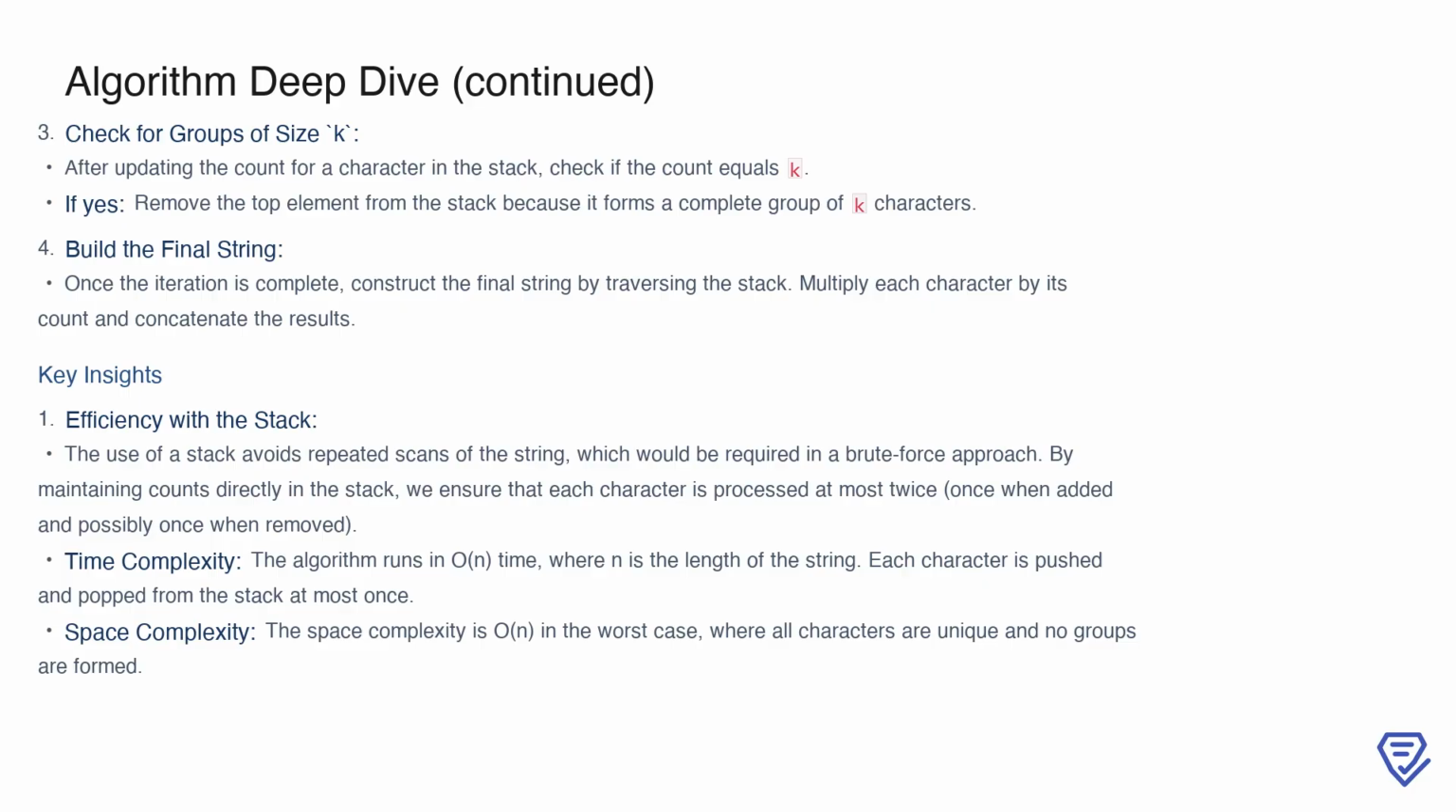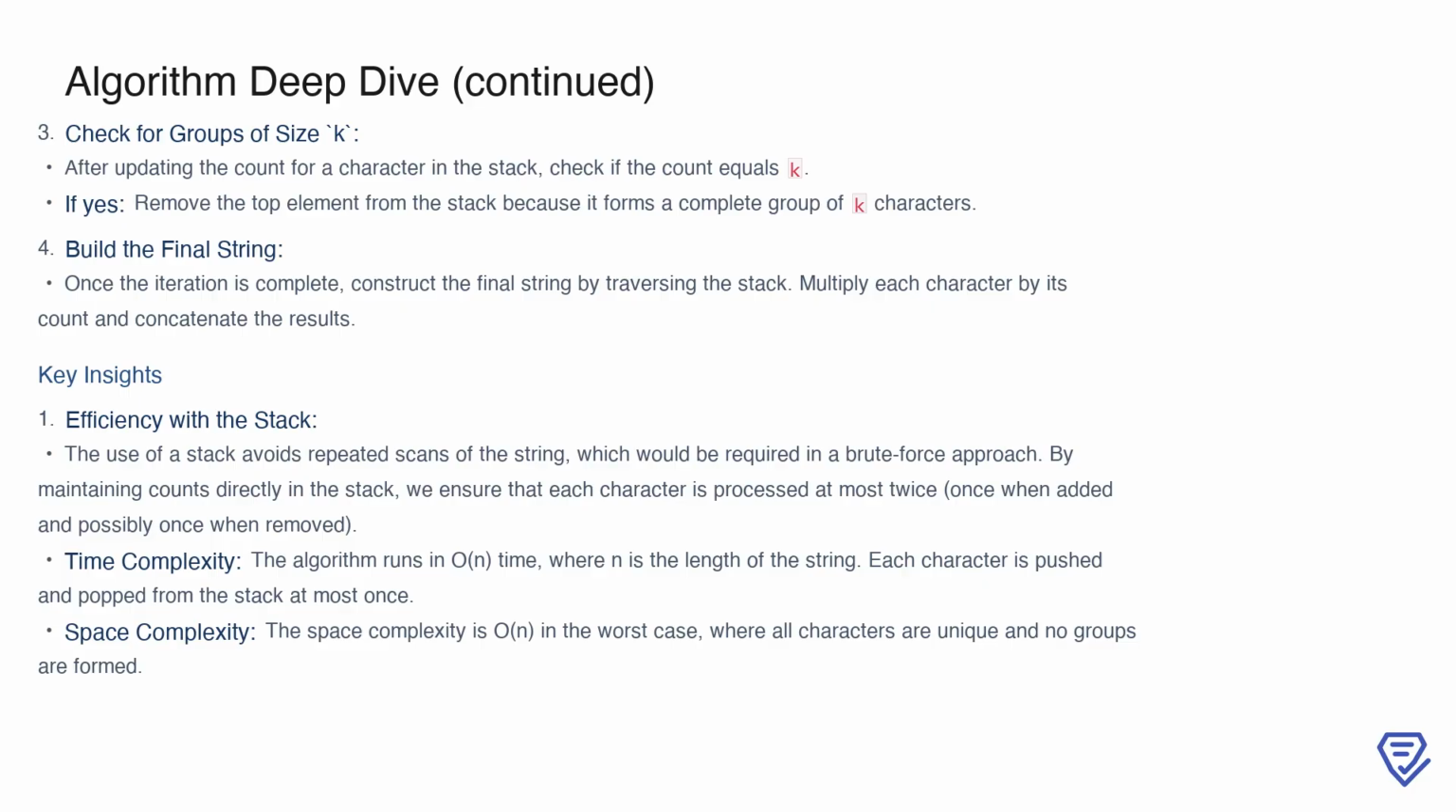Once we update the count for a character in the stack, the next step is to check if the count has reached k. If it has, this means we've identified a complete group of k consecutive characters, so we remove the top element from the stack. This removal simulates deleting the group from the string. After processing all characters, we reconstruct the final string by traversing the stack.